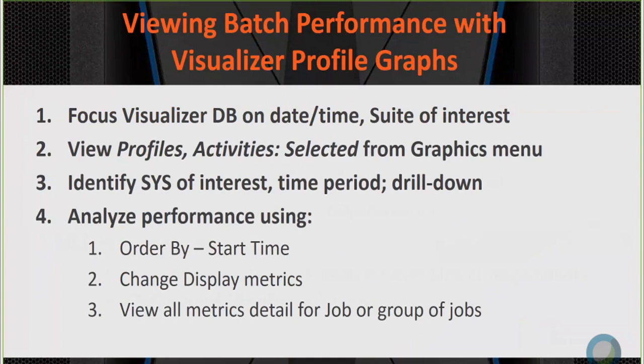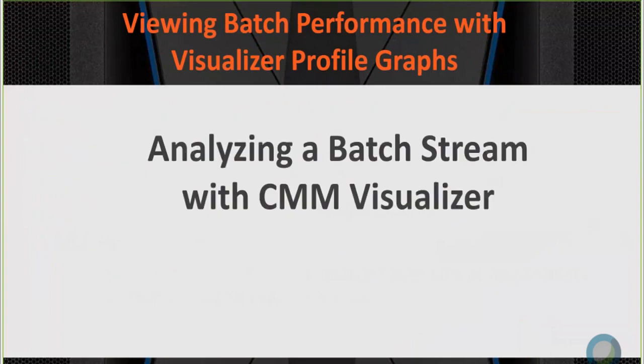On that graphic diagram, you identify the system of interest, the time period, and you can use drill down then to do analytics, including looking at the flow of jobs by their start time, looking at the various job metrics that are available, or looking at all of the metrics for a job or a group of jobs. So what I'd like to do is go through an example in Visualizer of looking at a specific batch job stream.